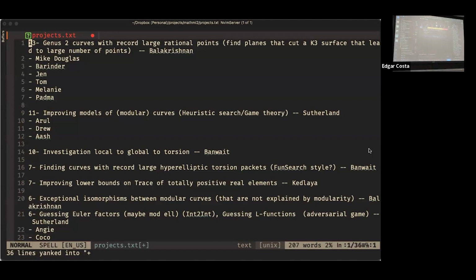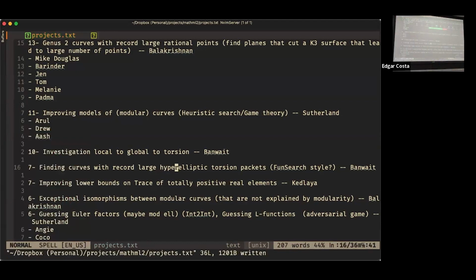I hope I didn't mispronounce anyone's name. Okay, and now my task is to give a simple demo of int-to-int.